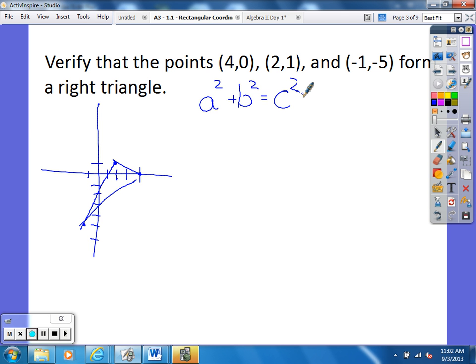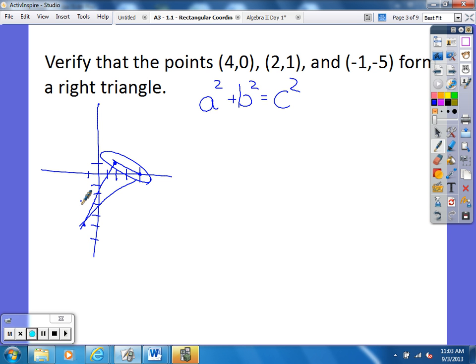Okay, I can't actually count. That doesn't work here. Right? Because it's slanted, it's not a straight line. I can't just count the blocks like the last one. The last one was nice and easy. I could count down, I could count over, and then I could figure that out. I need to use the distance formula. So I need to do the distance formula for those 2 points, the distance formula for those 2 points and the distance formula for those 2 points, right?